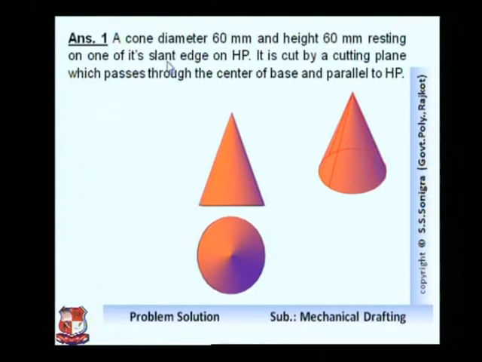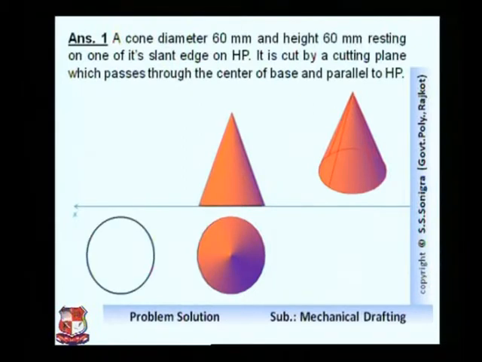And here the first line is drawn, which is shown over here. For that, first we draw the XY line, which represents the intersection of the horizontal plane and vertical plane. Draw a circle of diameter 60 millimeter below the XY line, because we are using the first angle projection method. Insert the dimension phi 60, that is, the diameter is 60 mm.